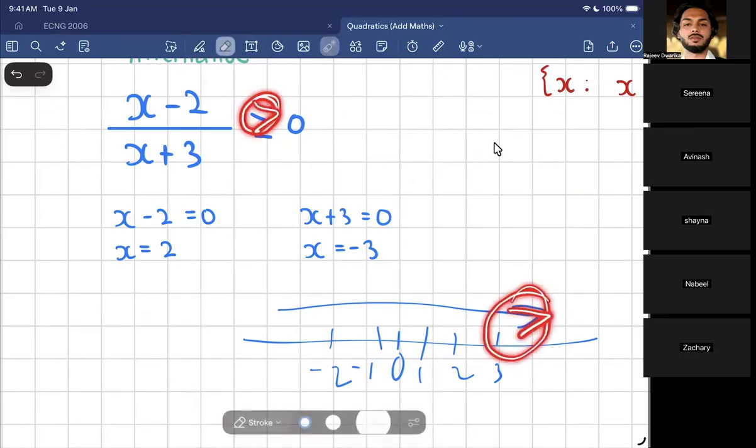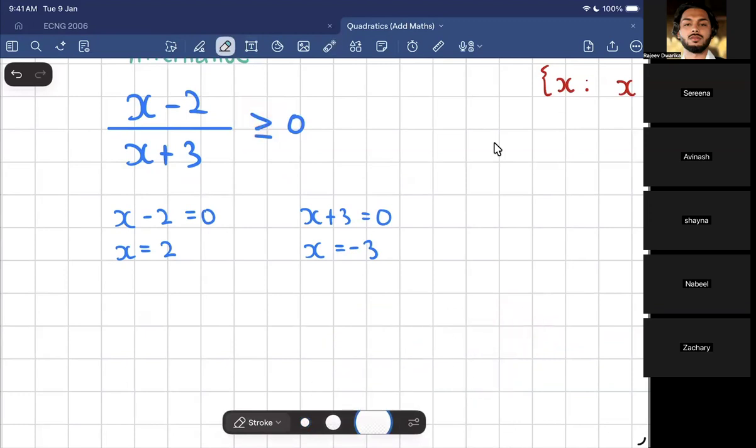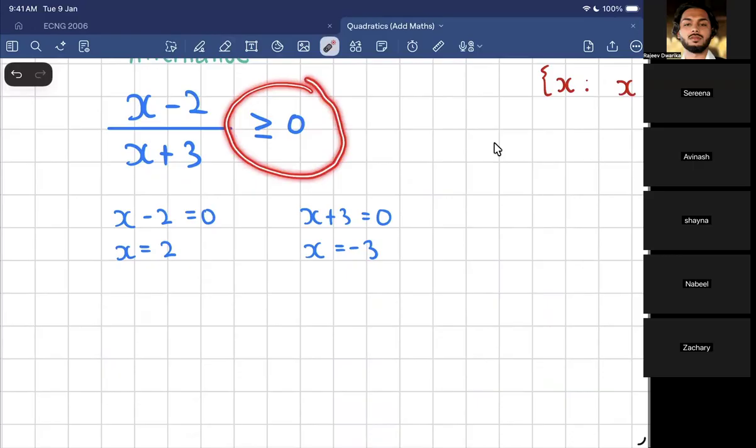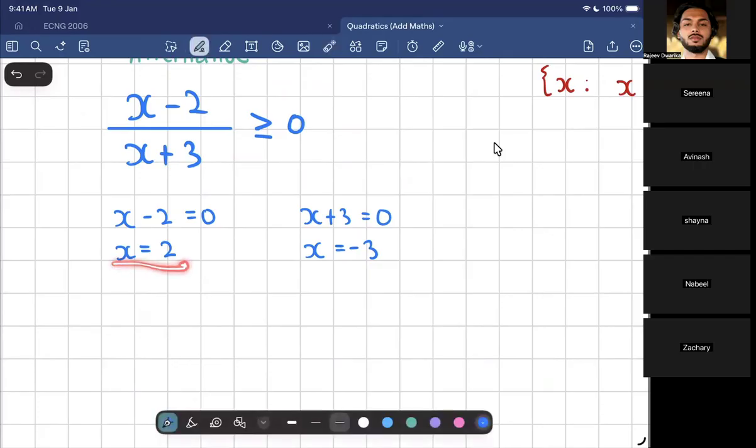Great. So Zachary, we want to figure out values for x that when you plug them in, are going to give you what? Something greater than or equal to 0. Exactly. So when x is equal to 2, it gives us 0, yeah? Yes, sir. Right. So here's what we're going to do.